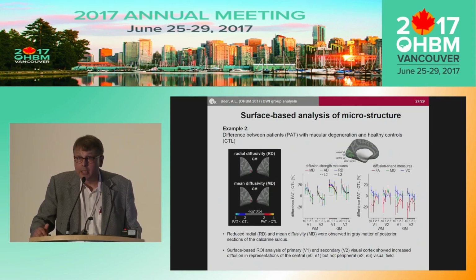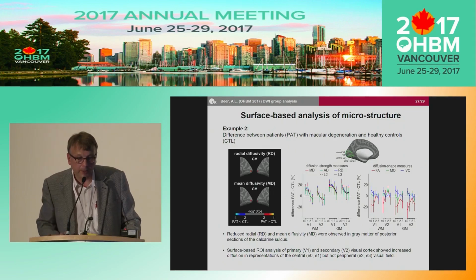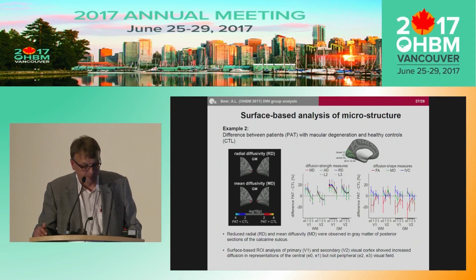We also looked at changes in these diffusion properties for macular degeneration, which is a retinal disease, and we wanted to know how that affects the calcarine sulcus. And we could observe a change in the mean diffusion in the most posterior part of the calcarine sulcus, the visual cortex, which represents the central visual field.